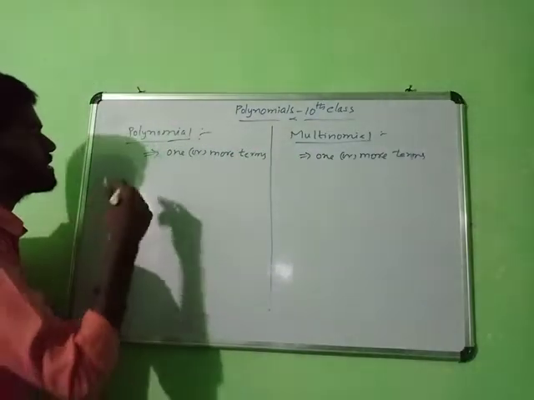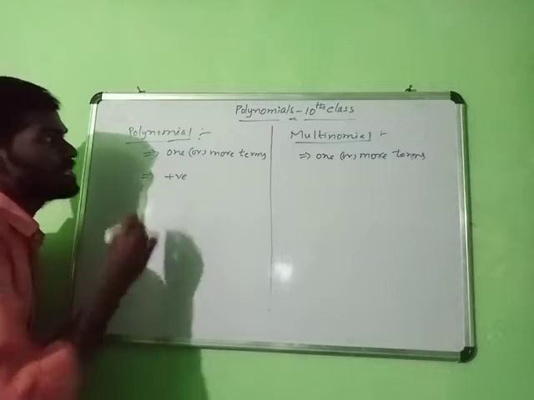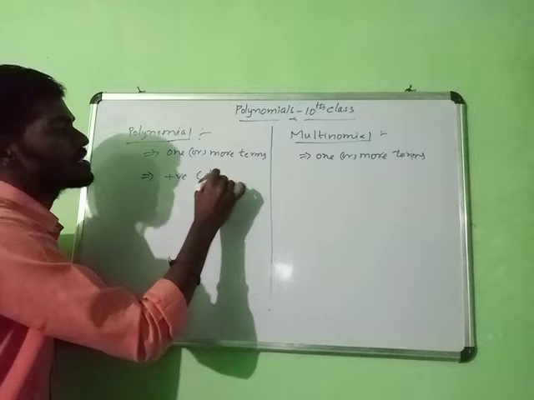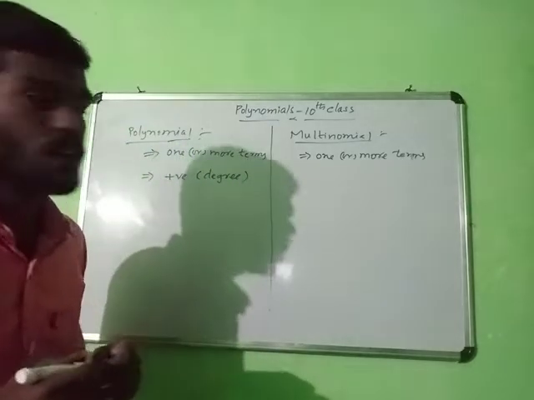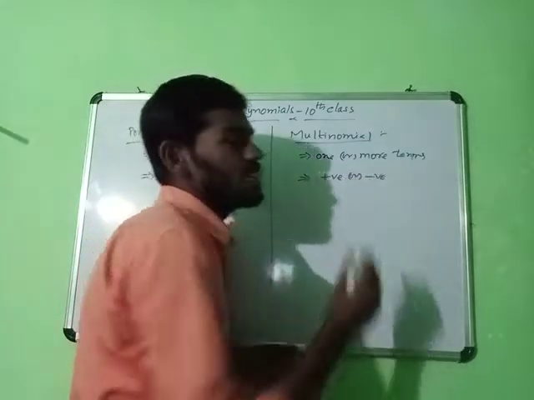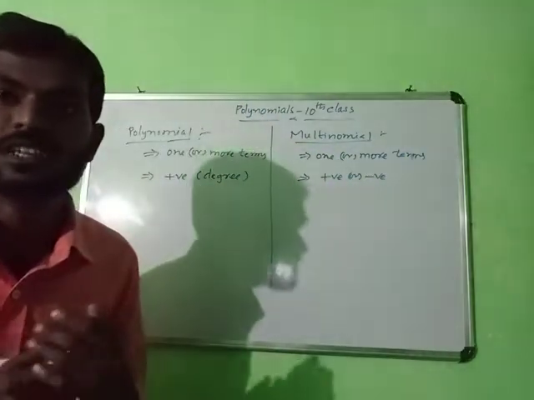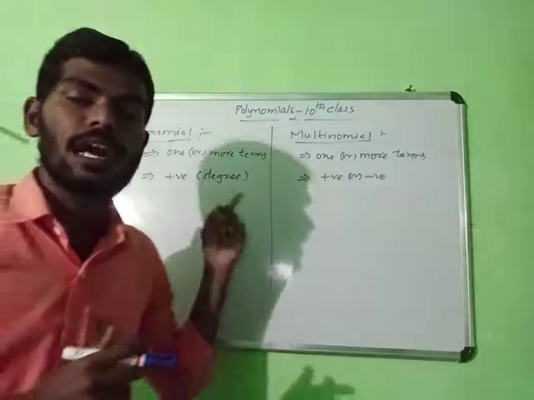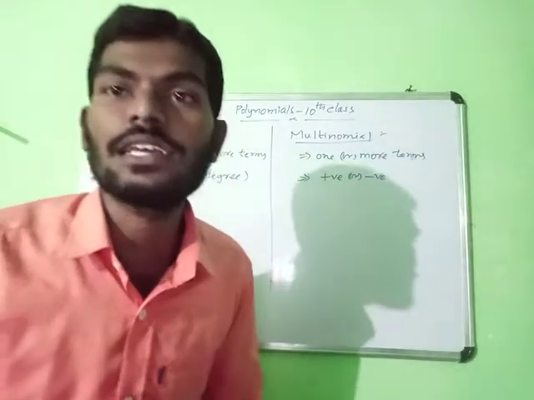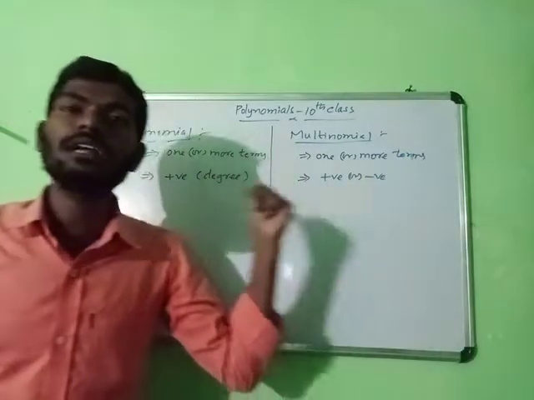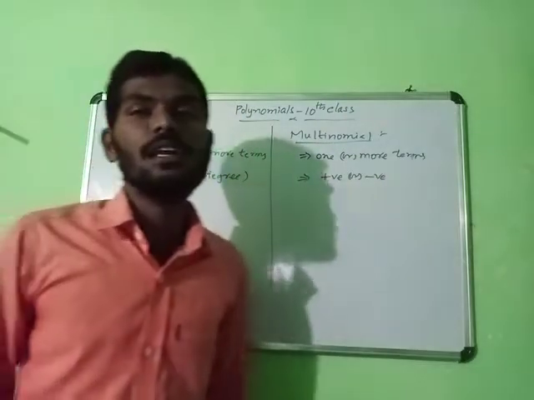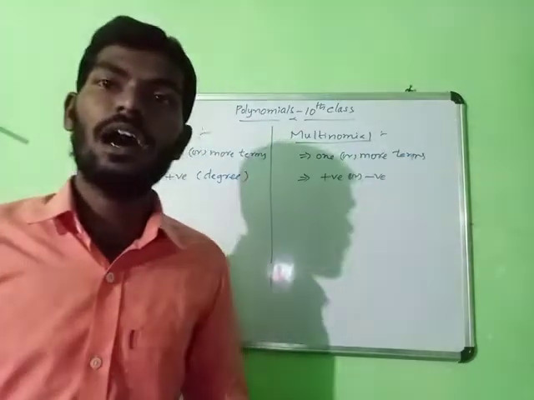But here the second point is that in each term of a polynomial, the degree is always positive. But in a multinomial, in each and every term the degree is positive or negative. A polynomial is an expression containing one or more terms. A multinomial is a polynomial containing one or more terms.